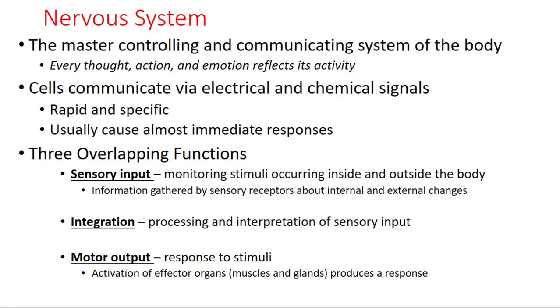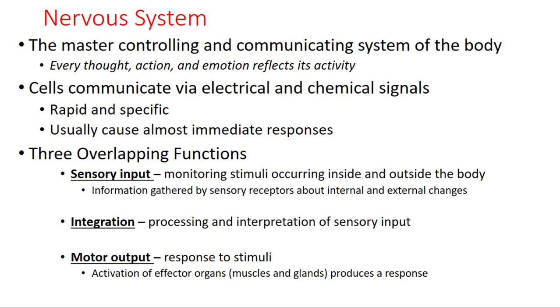We can actually compare and contrast the nervous system with another controlling and communicating system of the body called the endocrine system. The endocrine system uses hormones, whereas the nervous system is using electrical and chemical impulses and signals. So they do differ, and how quickly they can get a response differs as well. But we're going to focus mainly on the nervous system.